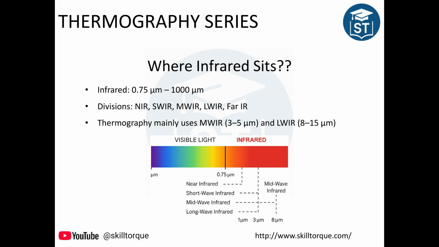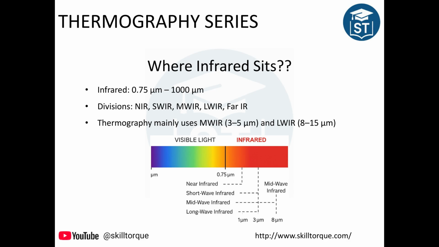Normally the thermography cameras that we are using work around medium and long wave infrared, right? That is MWIR and LWIR. So the range that this thermographic camera works in is between 3 to 15 microns, right? So why is it so? Because normally the atmospheric gases like water vapor or CO2 absorb less IR energy in these bands.